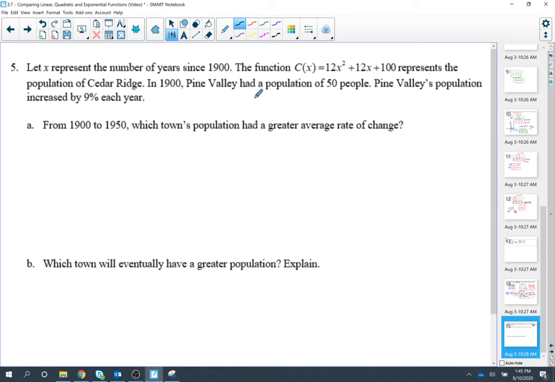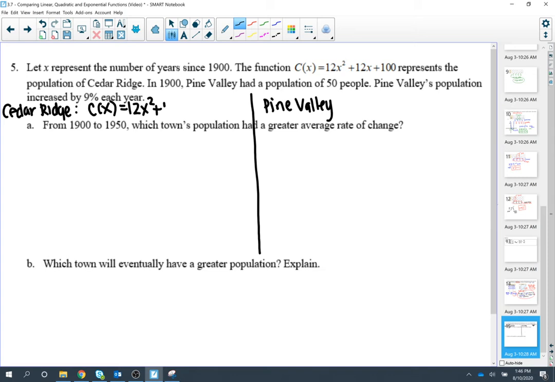Okay, so the first thing I'm going to do is split my board. I know that I'm working with my two towns, and I'm going to make this my Cedar Ridge, and I'm going to make this my Pine Valley. Now I'm going to start with what I know about Cedar Ridge. Cedar Ridge has a function, c of x equals 12x squared plus 12x plus 100. On the last example, we were finding average rate of change from a table and from a graph. Now we have to find it from a function.